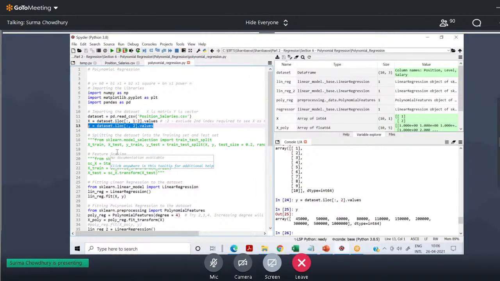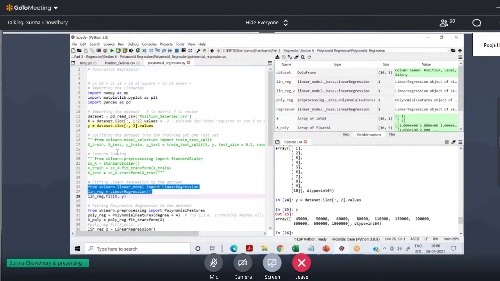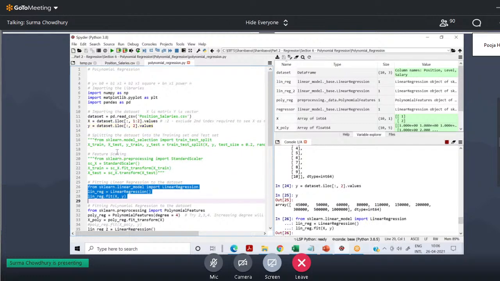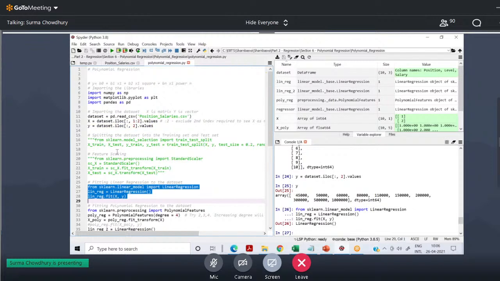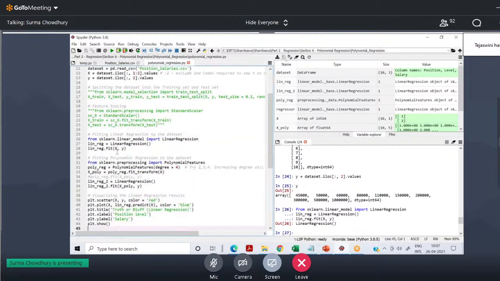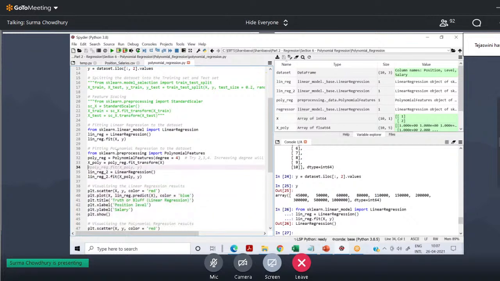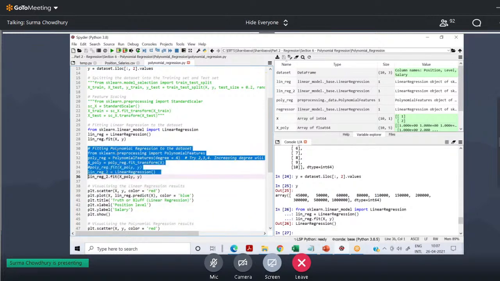Now first, see what I will do. I will assume that it is a linear regression. So I will take this and fit the linear regression, which means I use the linear regression class and train the model with the data set X and Y. Okay. Now I will fit the polynomial regression to the data set. Having done this, let me do one thing. I will visualize. Just omit this for now.